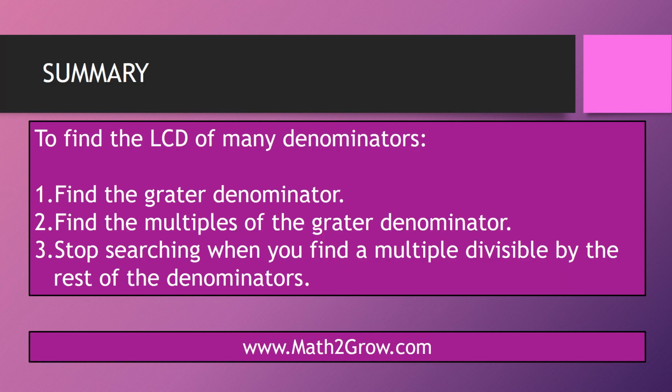Then, summary. To find the least common denominator of any denominators, number 1, you need to find the greatest denominator. And number 2, find the multiples of the greatest denominator, and you stop searching when you find a multiple divisible by the rest of the denominators. Using these steps, you can find the least common denominator between 2, 3, 4, any numbers.